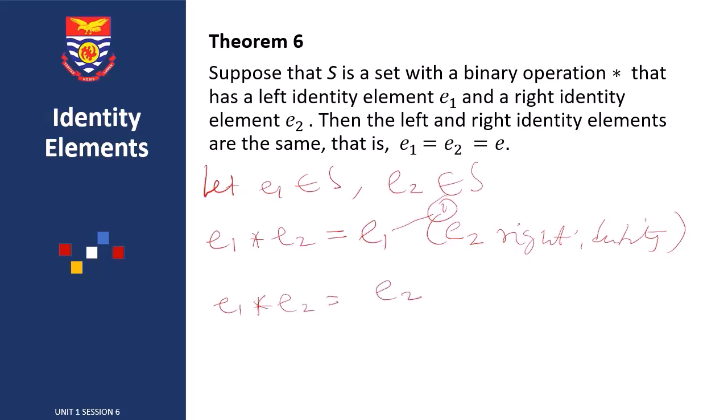What can we say about this? This time around, E1 operation E2 equals E2, so E1 is actually a left identity. Once E1 is a left identity and E2 is a right identity, then by comparing equation 1 and equation 2, E1 is equal to E2. The reason is that E1 operation E2 equals E1 and E1 operation E2 equals E2. We can now denote E1 and E2 by one element E. That is the proof that if an operation has both left and right identity elements, then they are equal and we denote it by E.